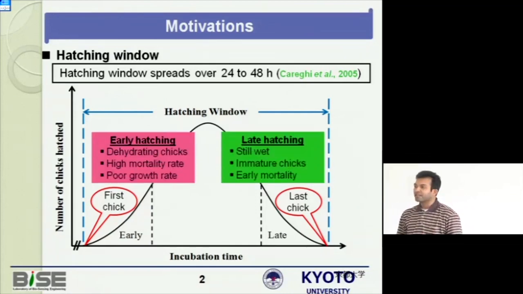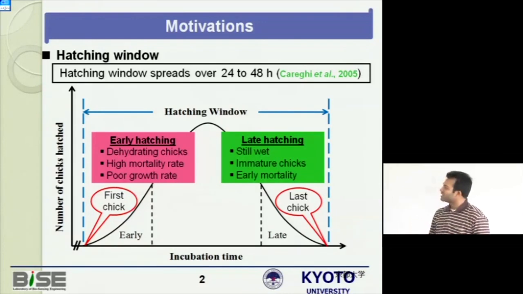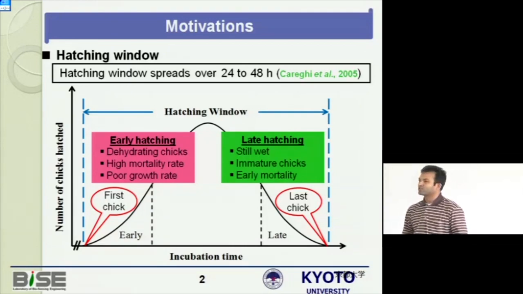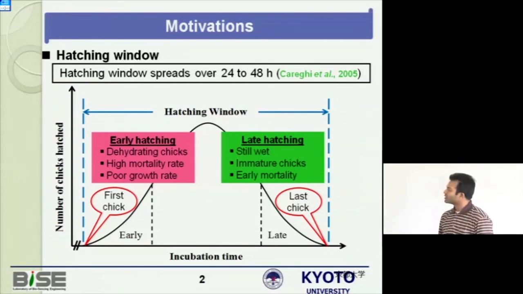At the time of chick collection, it is observed that the earlier hatched chicks show signs of dehydration, and when these chicks are transferred to the poultry farm, they show a high mortality rate and poor growth rate. The late hatching chicks are still wet and immature, and also show a high mortality rate in the poultry farm. So it is important to control the hatch window.